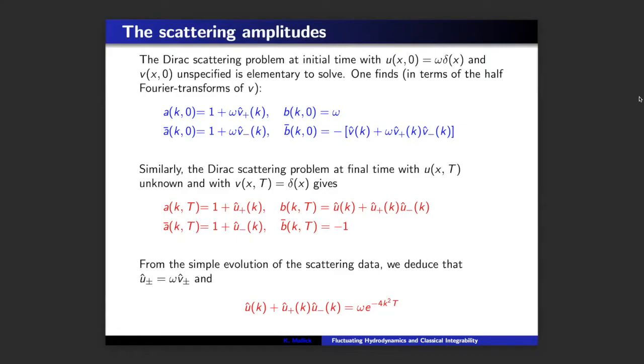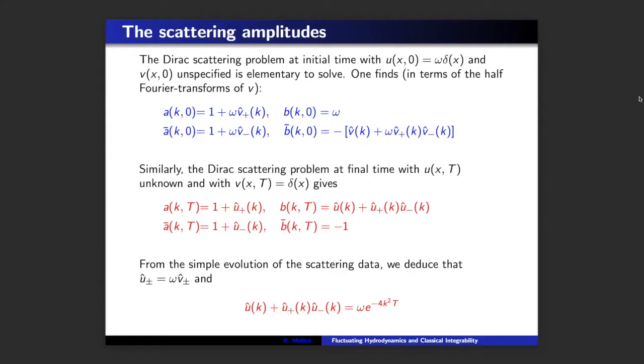This is the Fourier transform. This is the full Fourier transform from minus infinity to plus infinity. This is the half from 0 to plus infinity. And this is the other half, minus infinity to 0. Of course, U plus plus U minus is equal to U. It's the full Fourier transform.